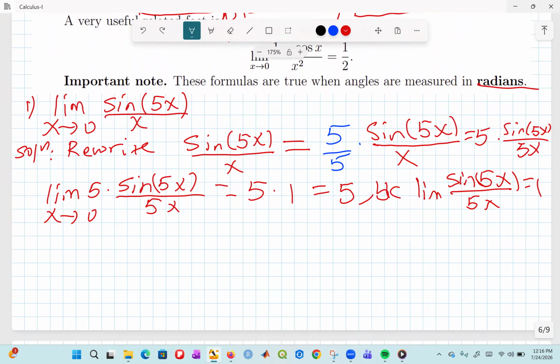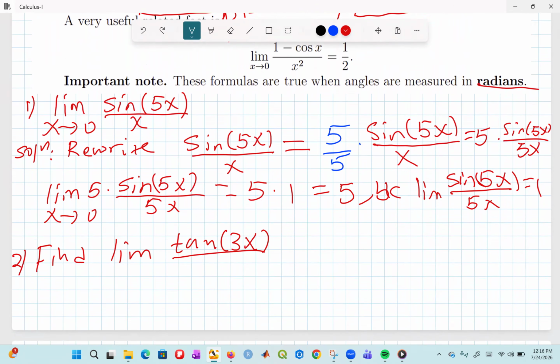Exercise 2. Find the limit of tan of 3x over x as x goes to 0. Find your limit, okay? And write your answers in the comment section.